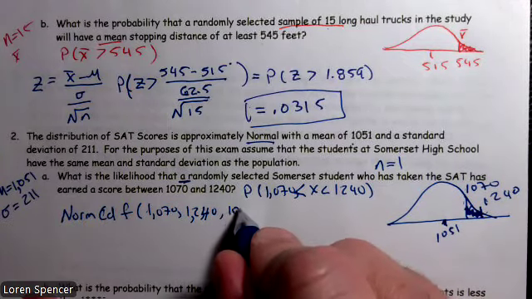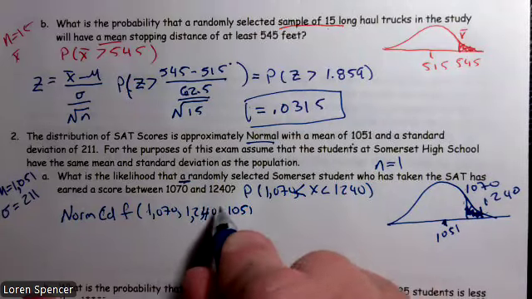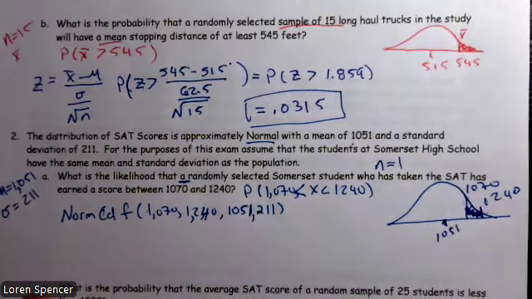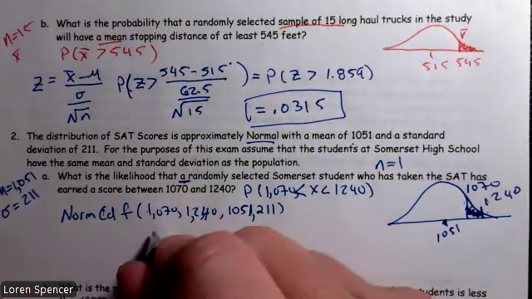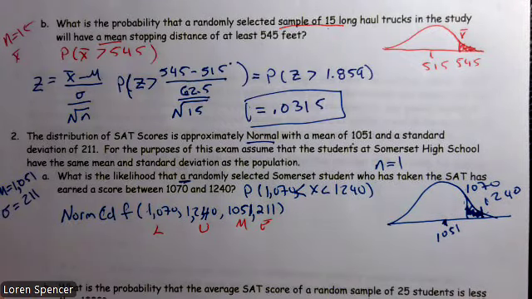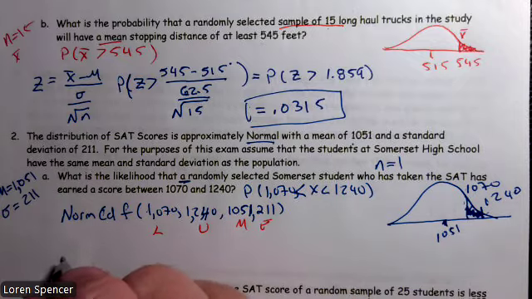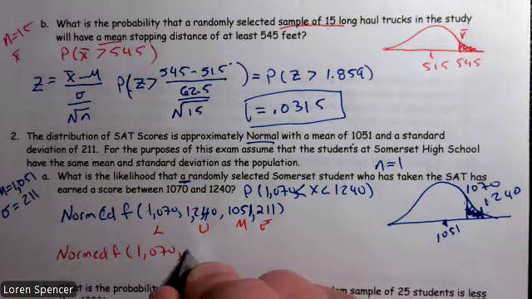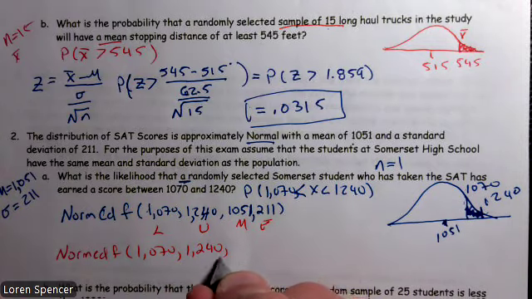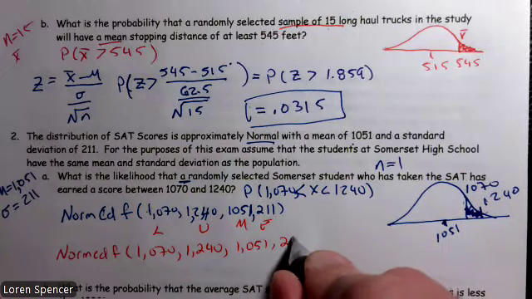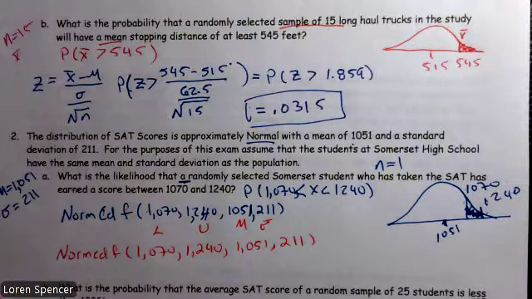Mean of 1051 and the standard deviation of 211. And that's my lower, upper, mean, standard deviation. I guess I could rewrite that a little bit better. So how about I do that? Norm CDF, 1070, 1240, 1051, and 211. That wasn't much better, but hopefully that helped you see a little better.